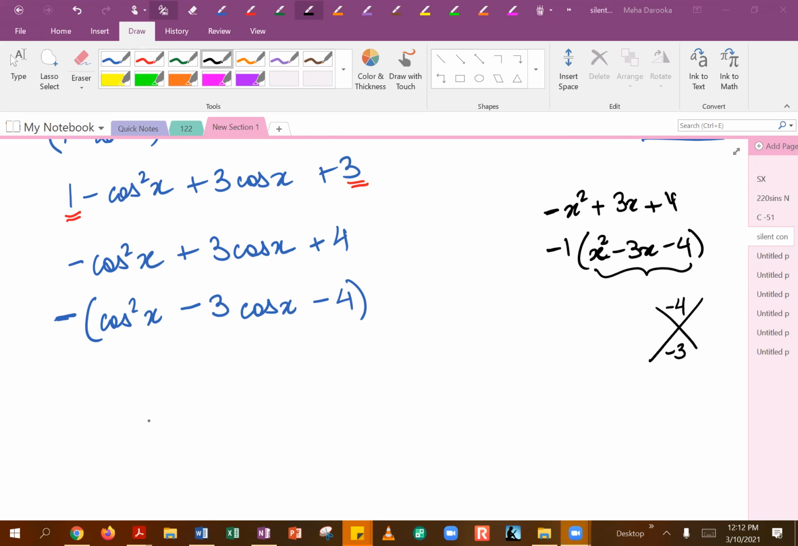Now with 4, you're not going to have too many options, right? It's either 1 times 4 or 2 times 2. And then, you're of course playing around with our signs. Do I put the negative on the 1 or do I put the negative on the 4? And with -2 and 2, it really doesn't matter where you put the negative since it's the same number.